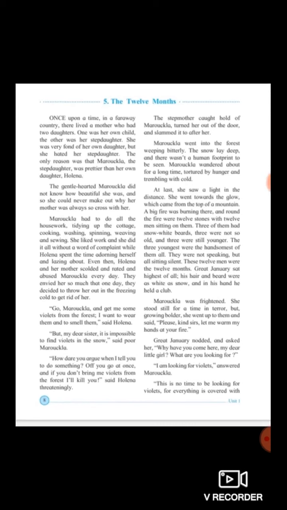Once upon a time, in a far away country, there lived a mother who had two daughters. One was her own child, and the other was her stepdaughter. She was very fond of her own daughter, but she hated her stepdaughter. The only reason was that Marukla, the stepdaughter, was prettier than her own daughter, Helena.